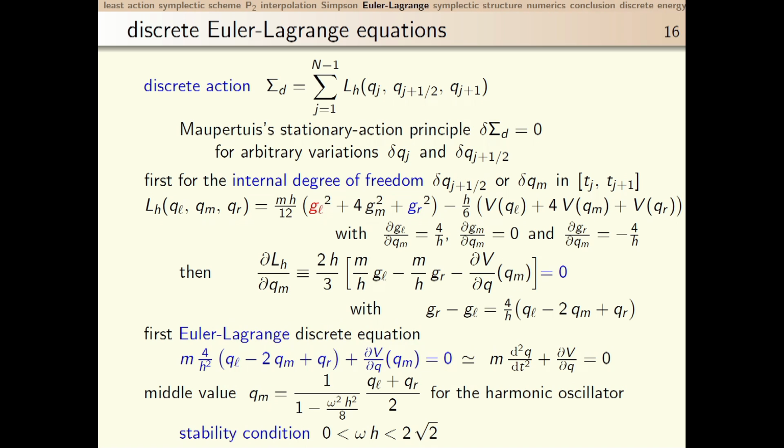You compute for a while, and at the end of the computation, you have a discrete Euler-Lagrange equation in the middle, which is consistent with the equation of motion, and you have this non-trivial expression that allows you to compute the degrees of freedom at the middle compared to the degrees of freedom on the points of the intervals. You see that you have a stability condition, which is that the time step has to be reasonable compared to the dynamics of your harmonic oscillator.